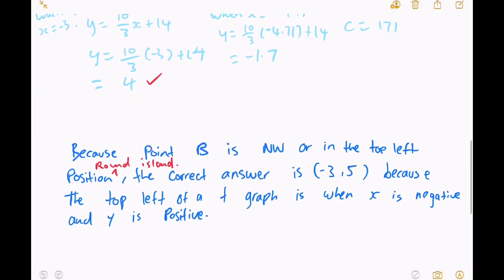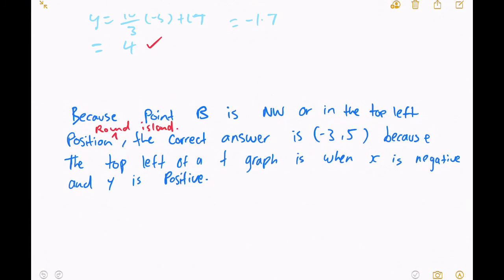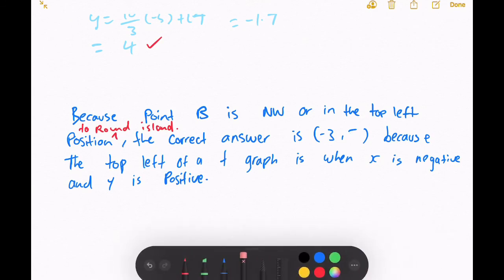So you write something like this. Because point B is northwest, or in the top left position, of the round island, the correct answer is negative 3 and 4, because the top left of a t-graph is when x is negative and y is positive.